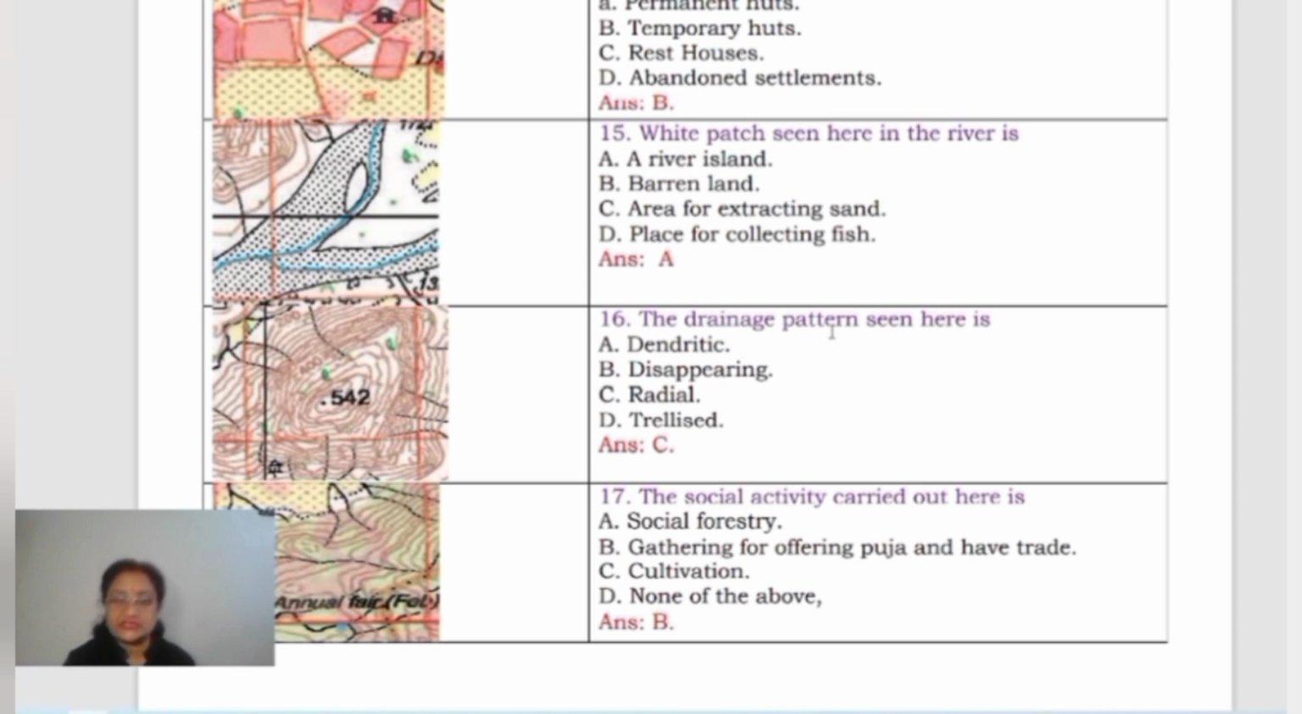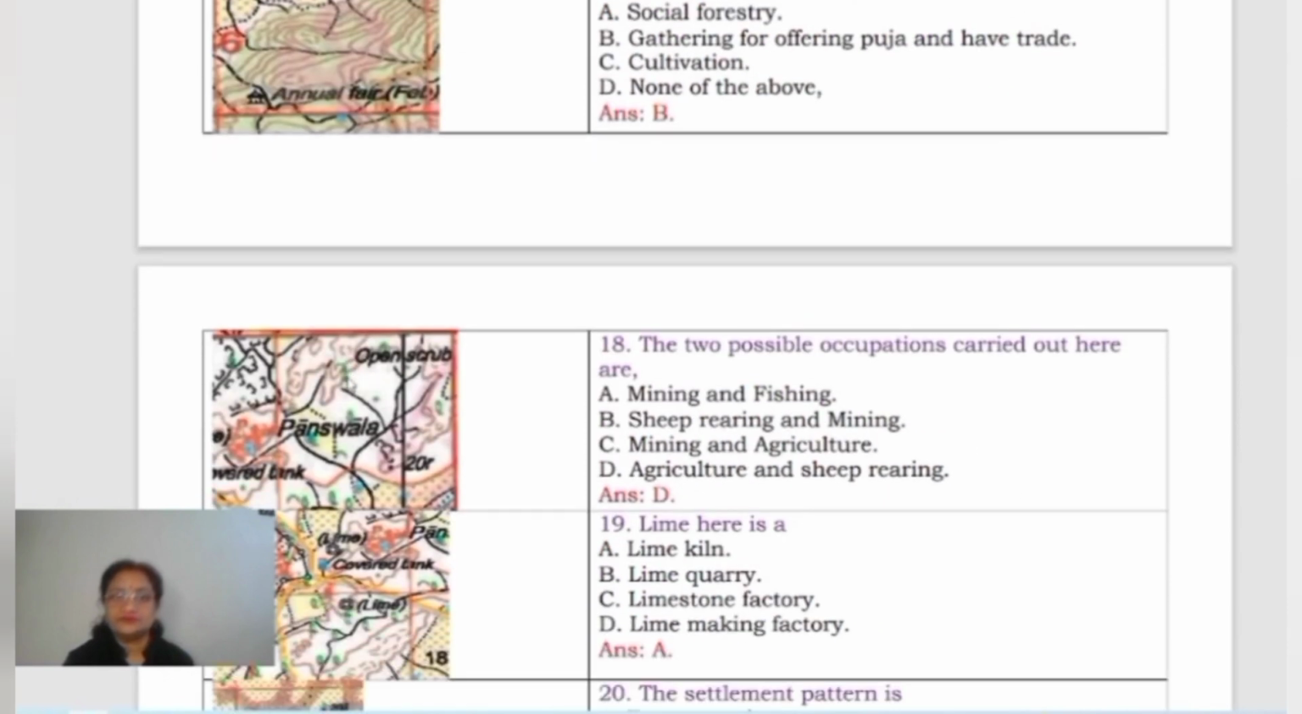Next is the drainage pattern seen here. The streams are rising from a high altitude and moving in different directions. What is it now? Yes, it is radial. This is how the radial drainage pattern is shown. The social activity carried out here is, now what social activity? Try to see. Annual fair is there. There is generally an annual fair, and gathering is for offering puja and trade. So B is the correct answer.